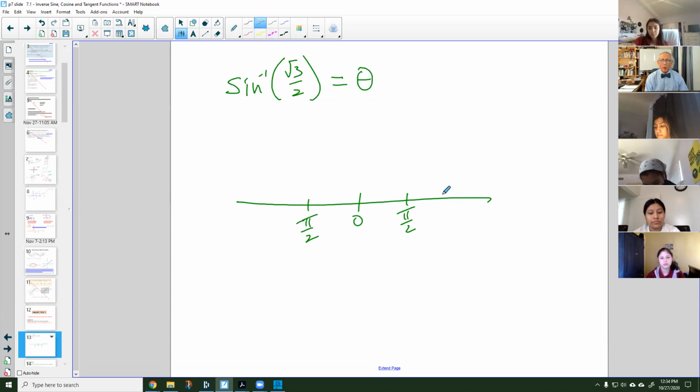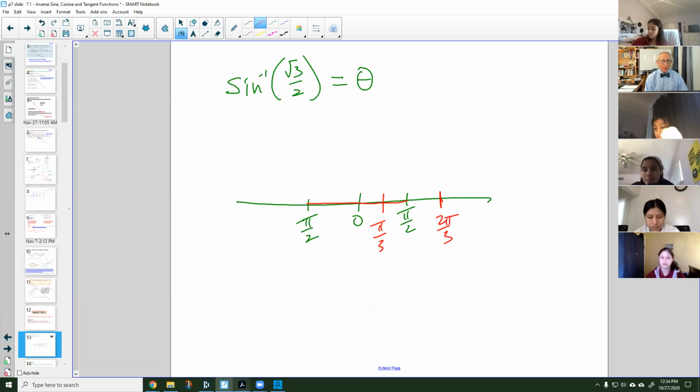Well, 2 pi over 3 is out here. It's past pi over 2. It's not between these two. So I can't use that one. But pi over 3, that's in here. I'm allowed to use that one.